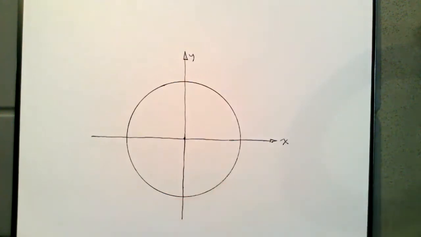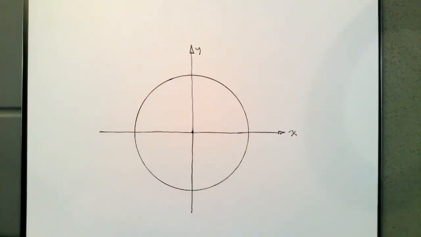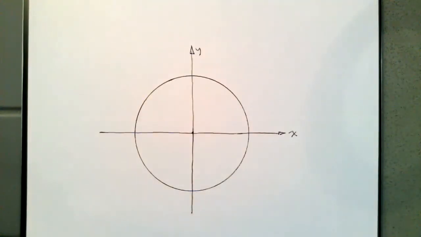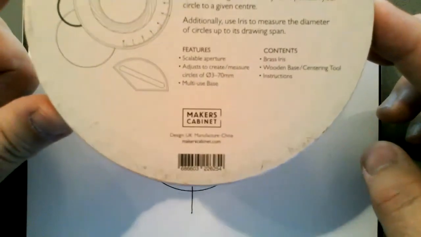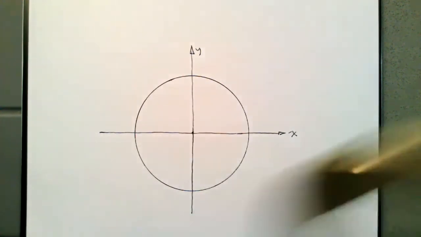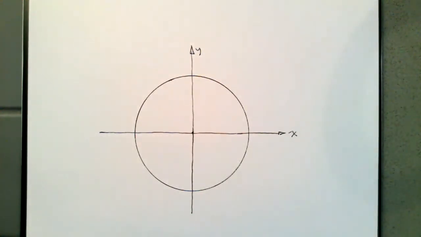Part of it is that this particular style of pen doesn't get along well with rulers. So in case you're curious about drawing tools, this is an Iris drawing compass, the company's maker's cabinet. This is not a sponsored video, but this is a really, really cool circle drawing toy. It works much better than a compass. Compasses always slide out.